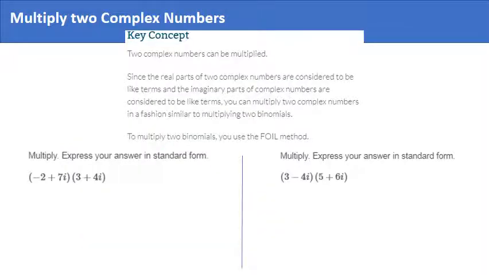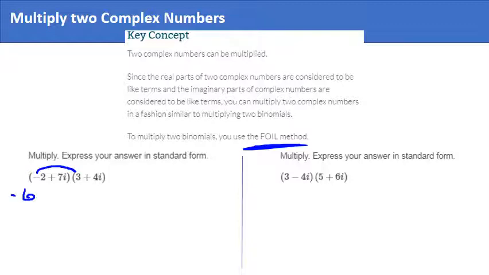Alright, so now let's talk about multiplying two complex numbers together. To do that, we're going to use our FOIL method. That's where you take the first. It's just a form of distributing. So we have negative 2 times 3, so that gives you a negative 6.